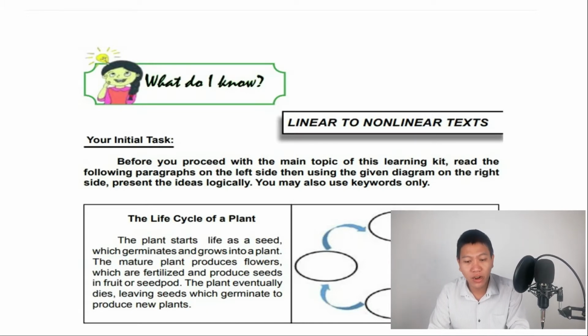The plant starts life as a seed which germinates and grows into a plant. The mature plant produces flowers which are fertilized and produce seeds in fruit or seed pod. The plant eventually dies, leaving seeds which germinate to produce new plants.